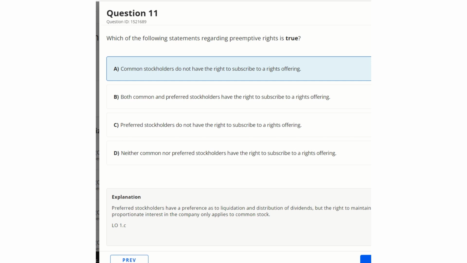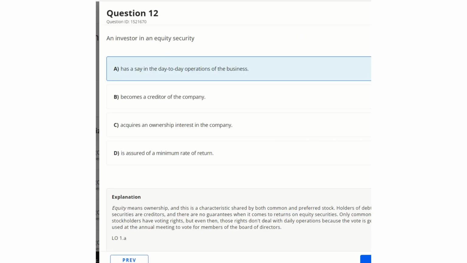Which of the following statements regarding preemptive rights is true? Common stockholders do not have the right to subscribe to a rights offering. Both common and preferred have the right to subscribe to a rights offering. Preferred stockholders do not have the right to subscribe to a rights offering. Or D, neither preferred nor common have the right to subscribe. This one I don't think I would have known, but the answer is C. And it says down here, preferred stockholders have a preference as to liquidation and distribution of dividends, but the right to maintain a proportional interest in the company only applies to common stock. So I guess that means if they're going to issue more stock, if you're a common stockholder, you can keep your percent ownership the same before they do that, but preferred stockholders have no such option.